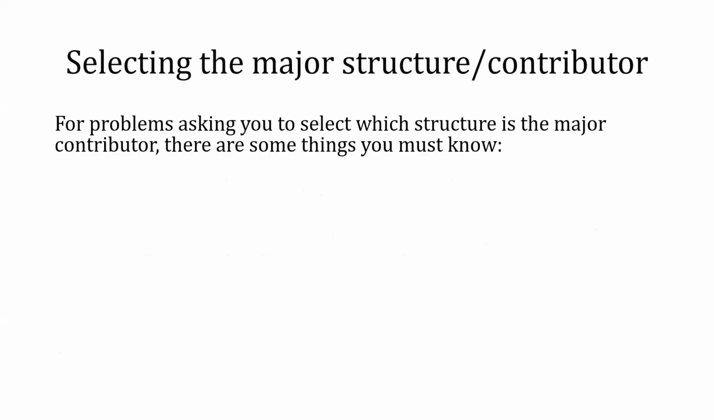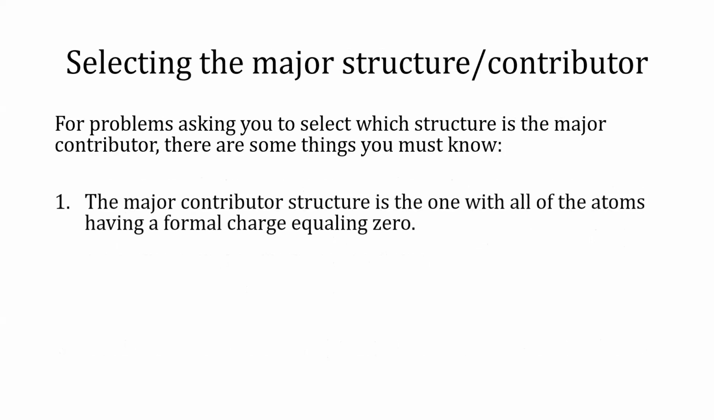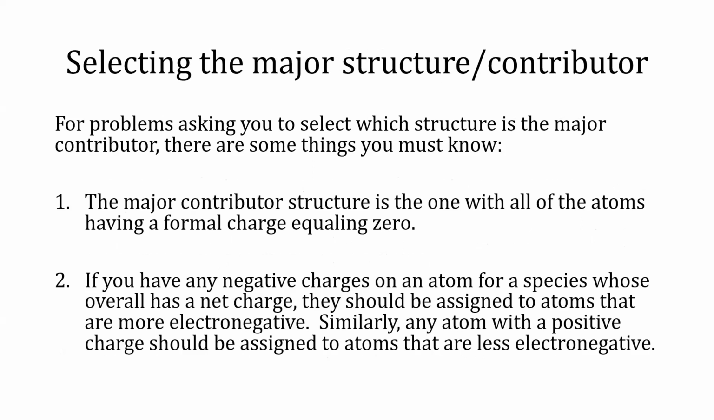For problems asking you to select which structure is the major contributor, there are some things you must know. 1. The major contributor structure is the one with all the atoms having a formal charge equaling 0. 2. If you have any negative charges on an atom for a species which overall has a net charge, they should be assigned to atoms that are more electronegative. Similarly, any atom with a positive charge should be assigned to atoms that are less electronegative.